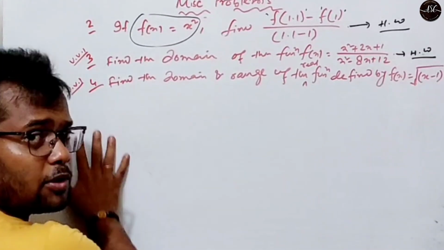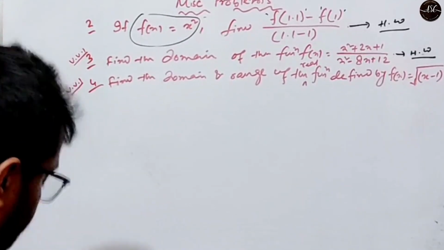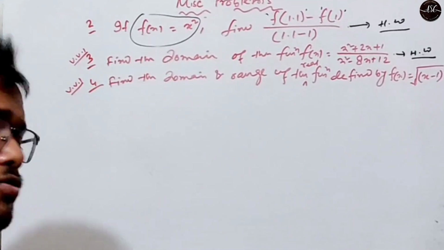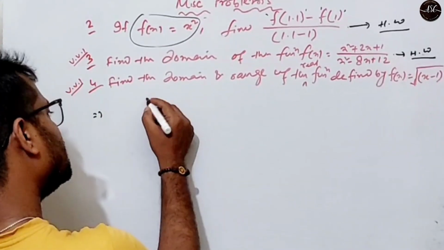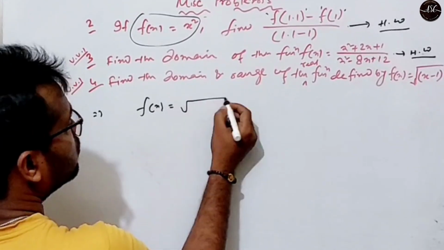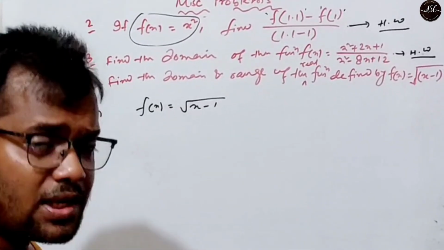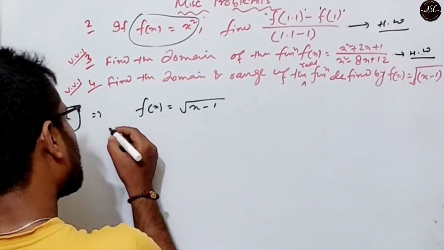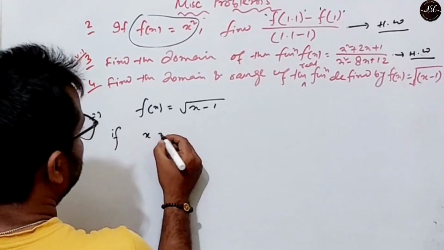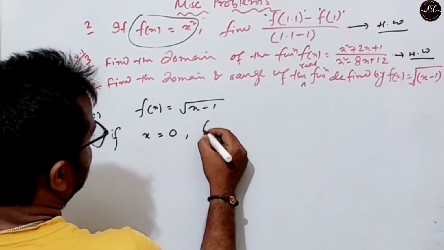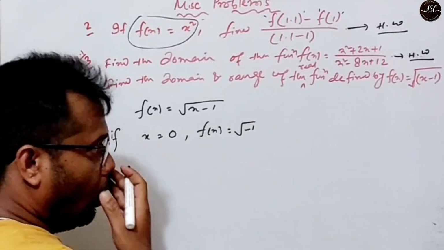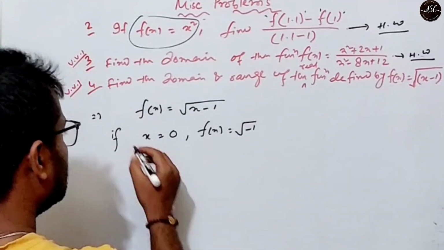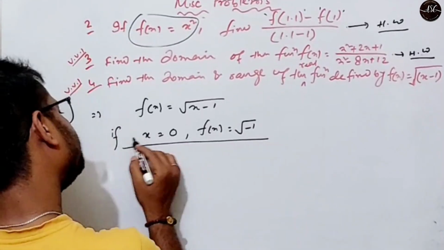Now look at this question number 4. This is also very important. Here find the domain and range of the real function defined by f(x) is equal to root x minus 1. So now first we write this function f(x) equal to root x minus 1. This is a real function. So x should be obtained from the set of real numbers. So if x equal to 0, then f(x) equal to root of minus 1. This is not real. So we cannot take x equal to 0.